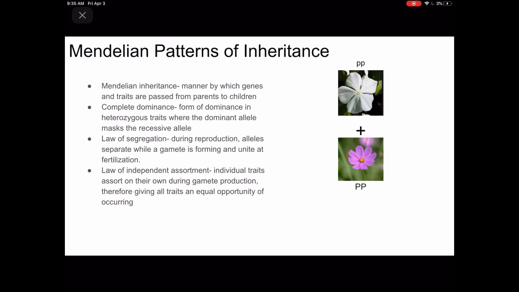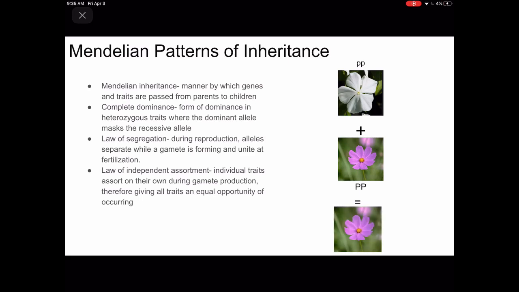The other pea plant Mendel used was a purple pea plant with the genotype capital P P, showing that it was the dominant trait. Before mixing the alleles, Mendel believed that he would get a mix of purple and white with the genotype of P, lowercase p.